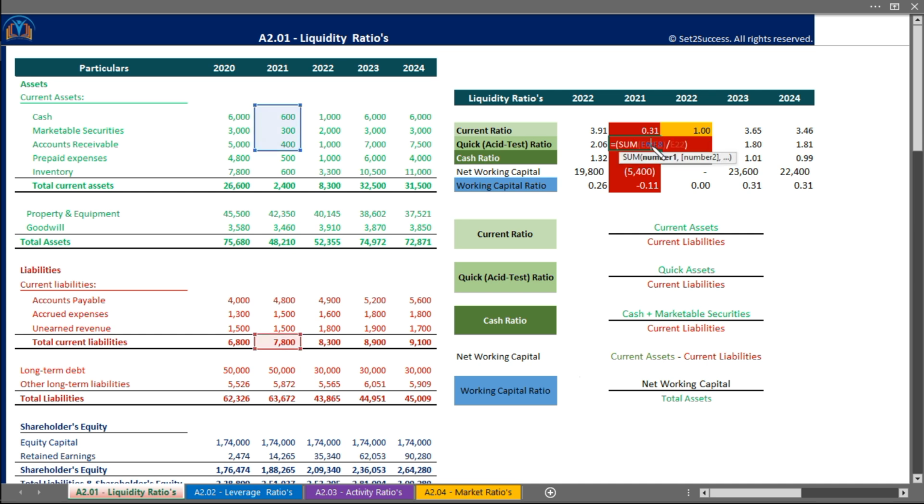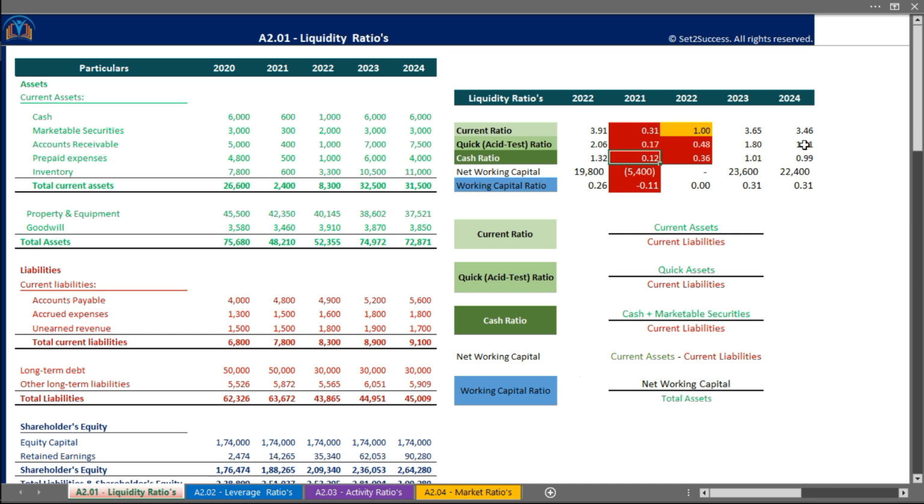Here it's 0.71. 0.71 means you are not going to pay your current liabilities. Let us see, current liabilities are 7,800, but your quick assets are less than 7,800. This means by using cash, marketable securities and accounts receivable, you are not going to pay your current liabilities. You are in trouble. The same way we can do for 2022. In 2022 you have total current liabilities 8,300 and your quick assets 4,000. So 4,000 against 8,300, this means you need some more money. So in 2022 the ratio is good, and in 2024 the ratio is good.